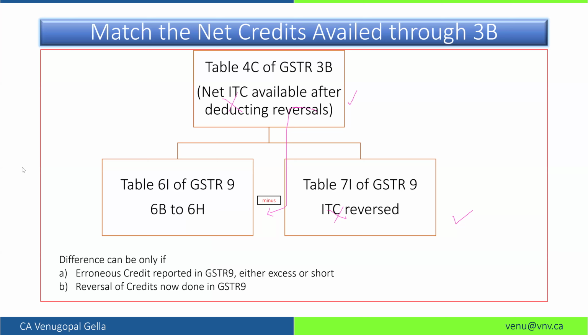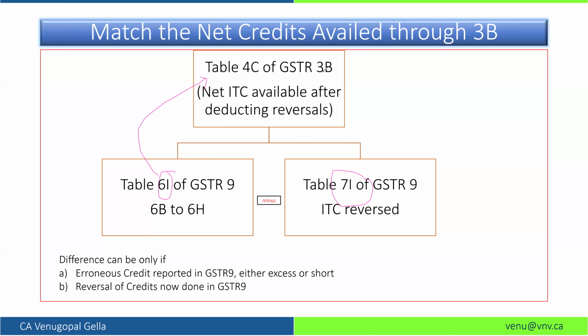Now, in terms of matching the net credits, my 6I, which is 6B to 6H, minus 7I, which is the reversals, this value should be matching with my 4C, the net ITC available. I am not talking about the other credits which are going 6M to 6K. So you will only have to match 6I minus 7I with your 4C. This is another validation one has to check.